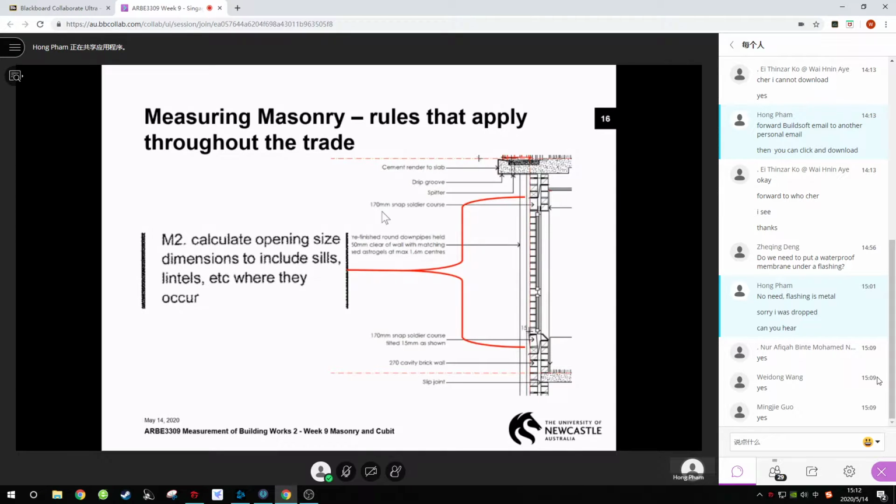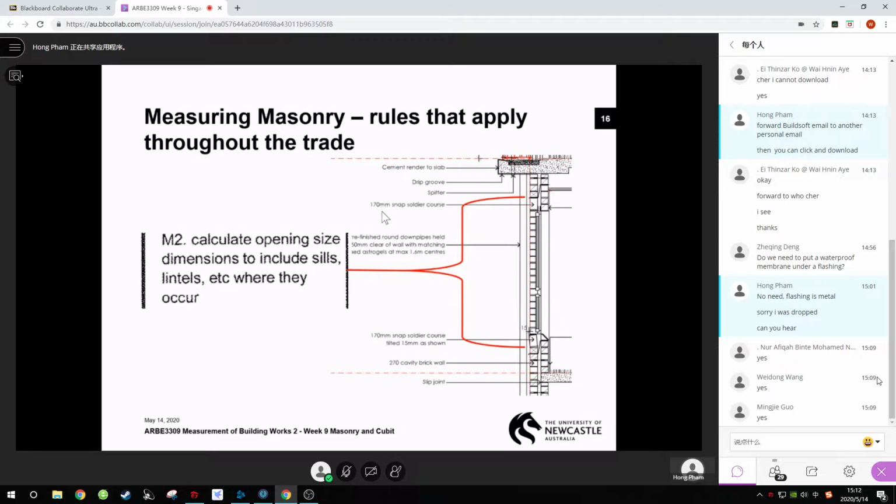And so the second rule, rule M2: when you calculate the size of the opening, you include the sills, and sometimes you'll have a precast head across, or a precast lintel. You've got to take that into account as well.